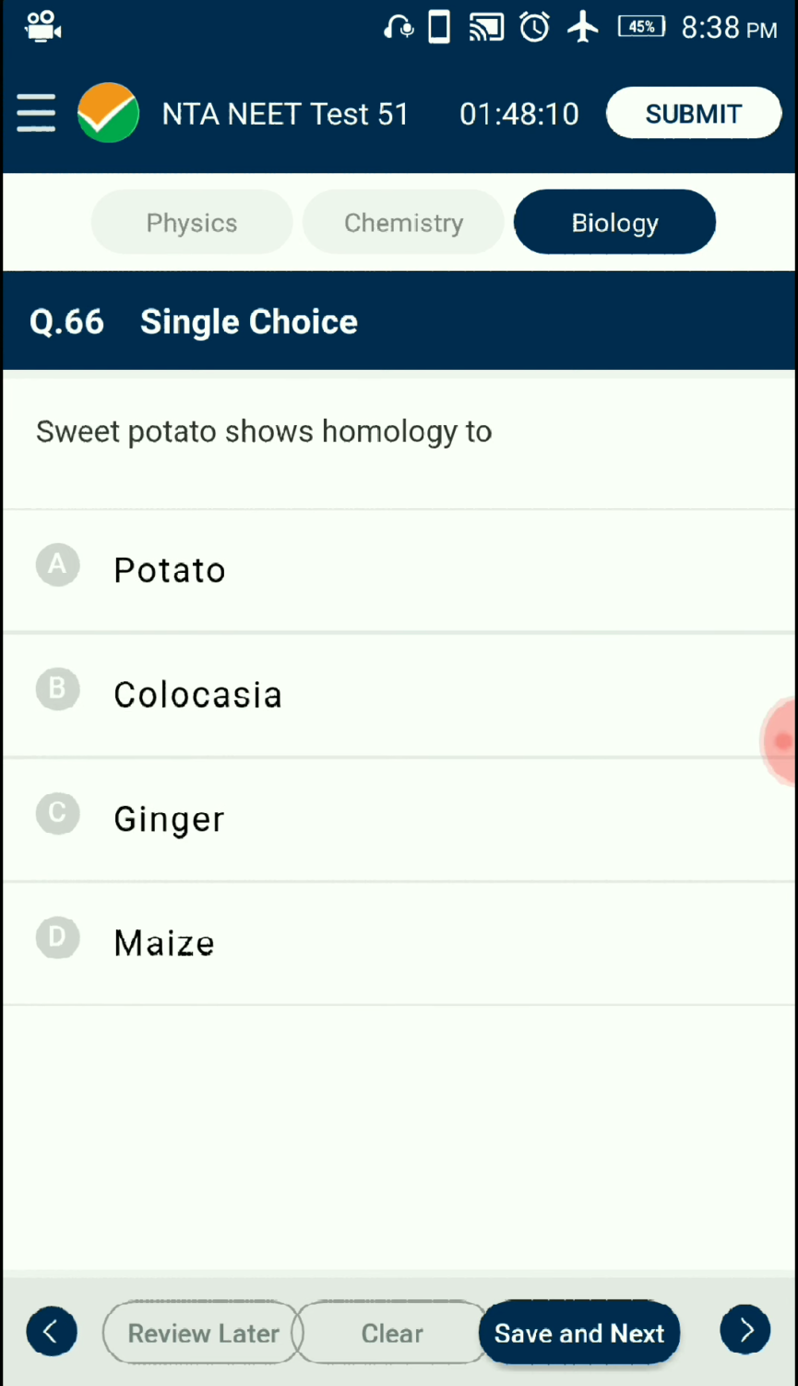Question number 66. Sweet potato shows homology to? Potato is a tuber, that is an underground modification of stem. Ginger is a rhizome, that is also an underground modification of stem. Colocasia is a corm, that is also an underground modification of stem. Maize has stilt root, that is an adventitious root modified for support. Sweet potato is an adventitious root modified for the storage of food. So the answer is option D, maize.